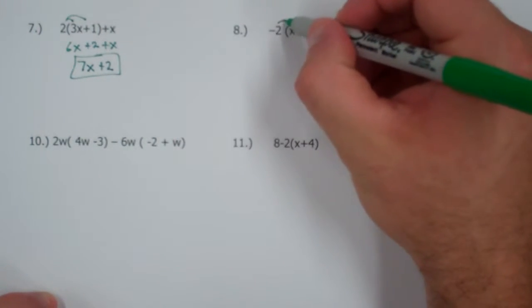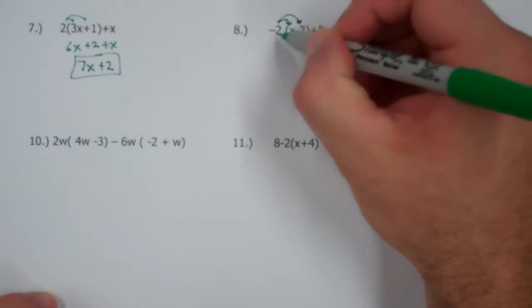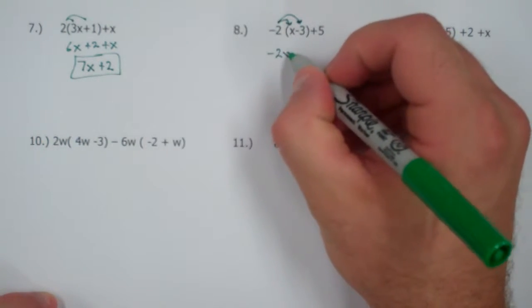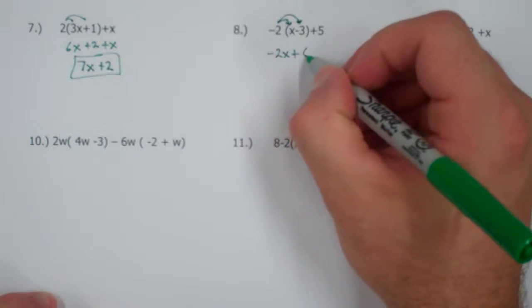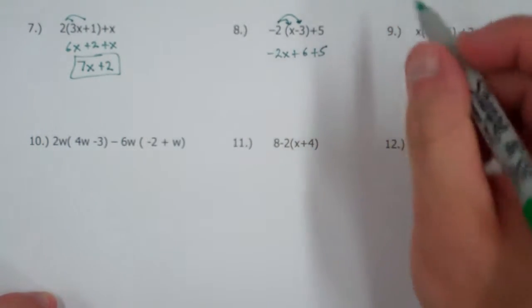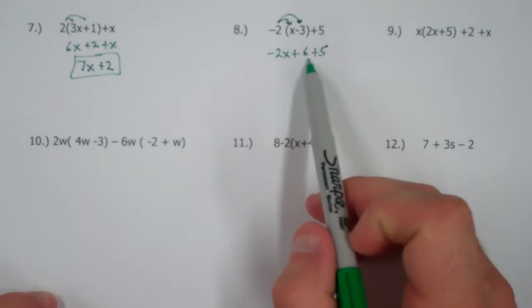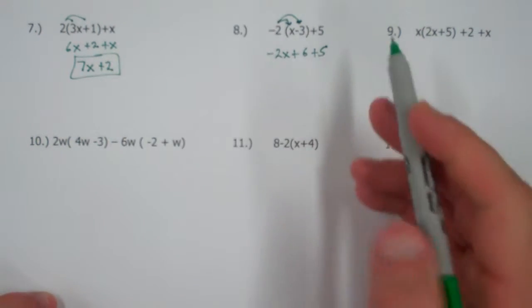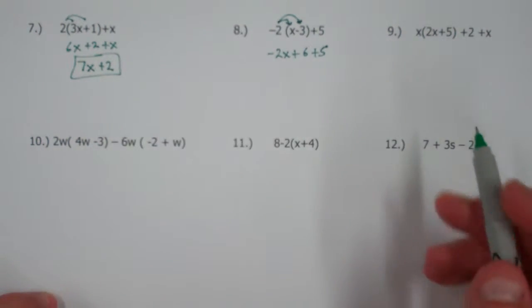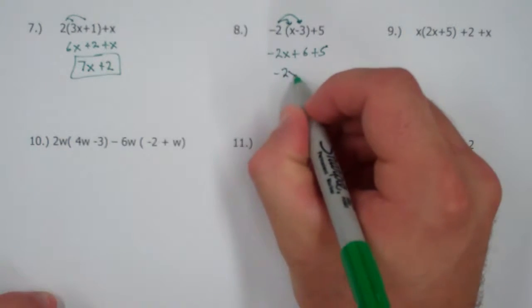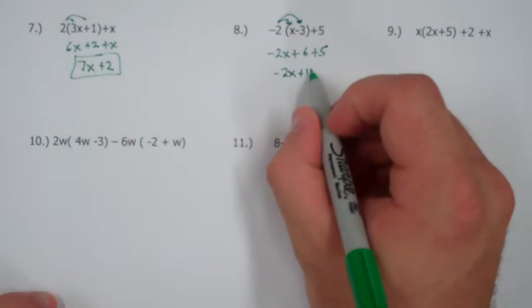To use the distributive property here in this next one, it's going to be negative 2x, negative 2 times negative 3 is positive 6, and then 5. You'll notice how we have 2 terms here that are like terms. They are 6 and 5, but those aren't like terms with negative 2x. So we'll just need to keep that, and then 6 plus 5 is 11.